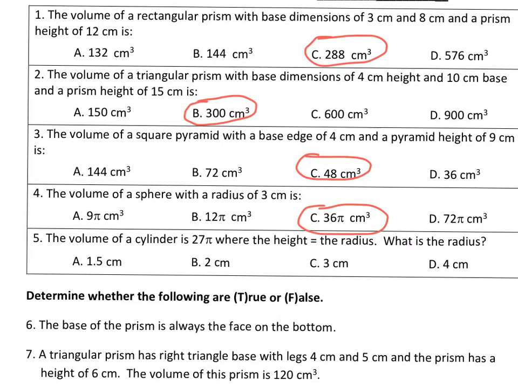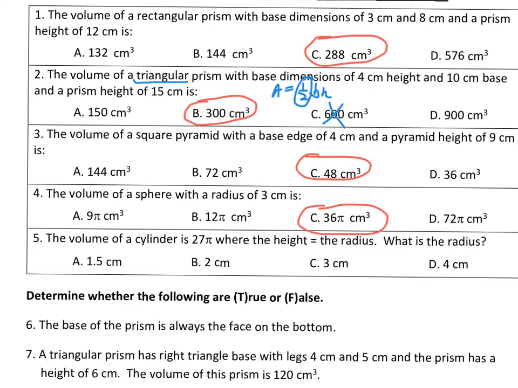Okay, so on number 2, if you happened to get 600, the reason is because it's a triangular prism, so the area of the base would be 1/2 base times height. So make sure to multiply by that 1/2 factor.